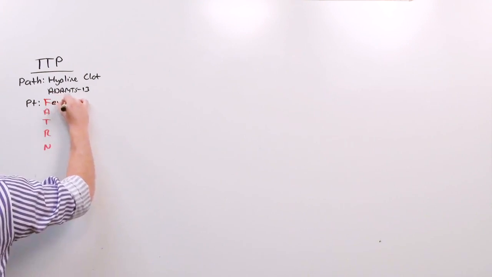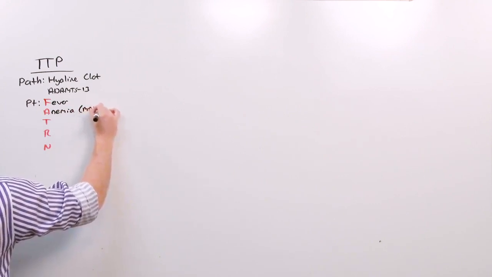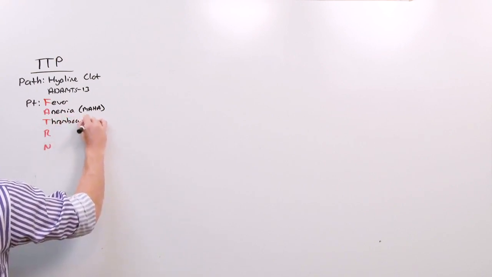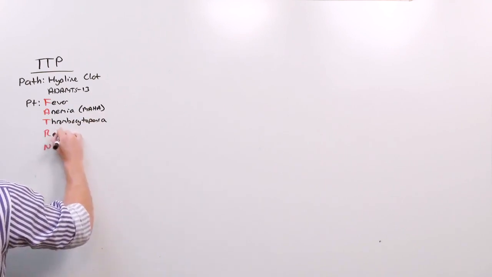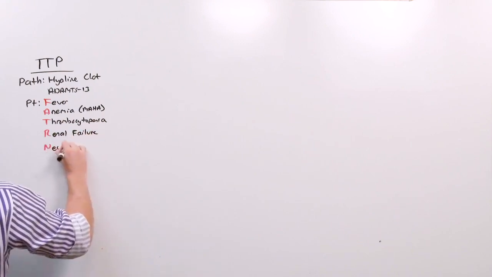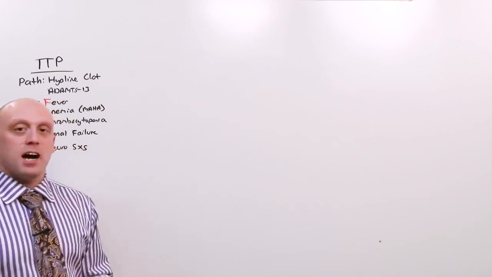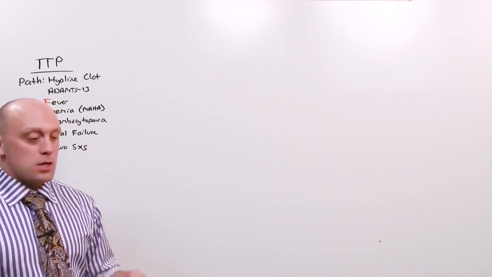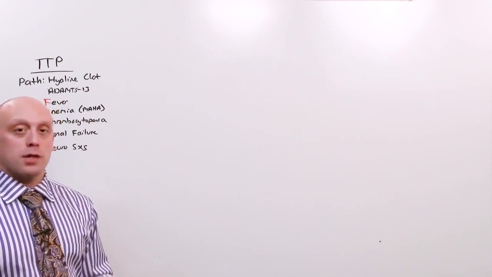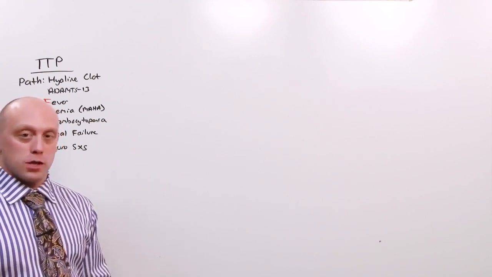That is, they will have fever, anemia of the microangiopathic hemolytic variety, thrombocytopenia, renal failure, and neuro symptoms, stroke symptoms. What's happening in TTP is these hyaline clots are forming in blood vessels. These hyaline clots are shredding up red blood cells and platelets and forming clots obstructing flow to the distal tissue. That results in the renal failure and the neurologic symptoms.